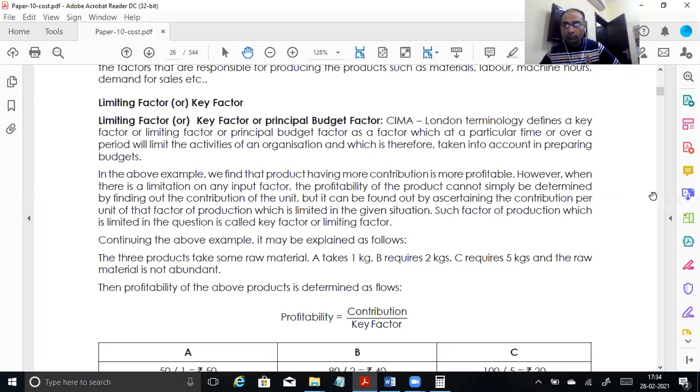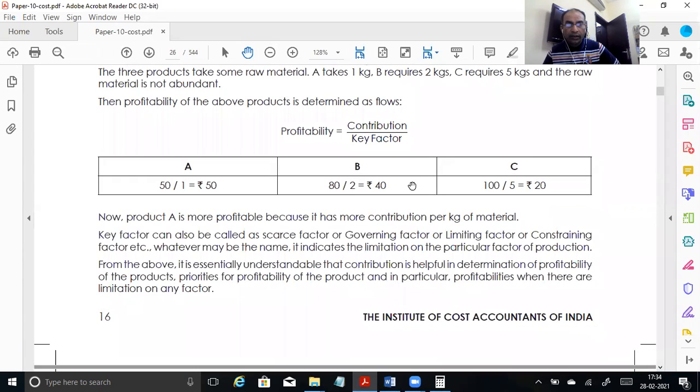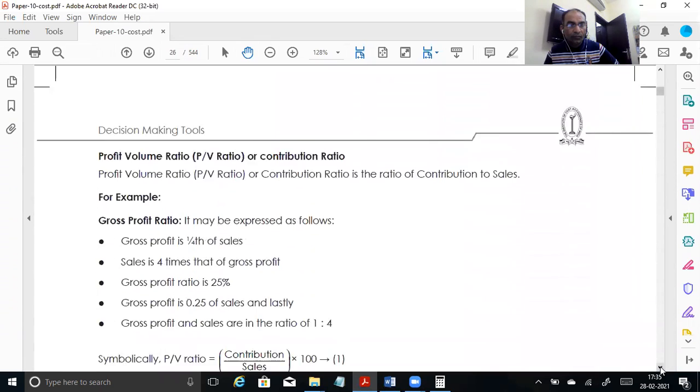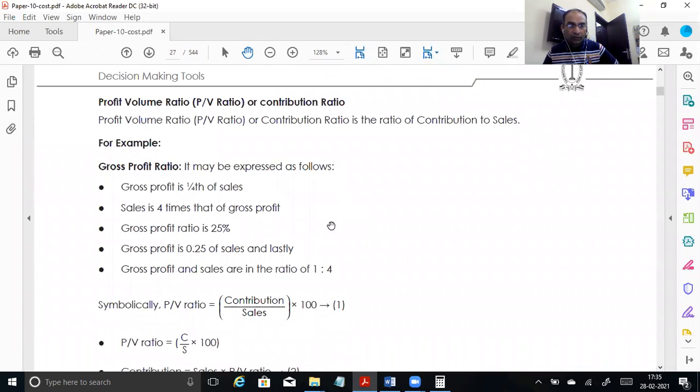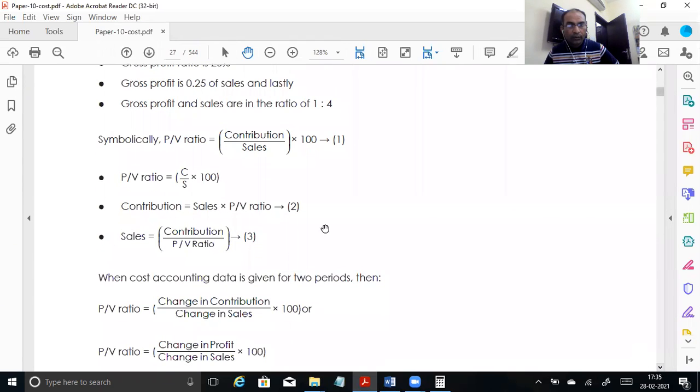Let us move to our study material. Here you can see profitability. If you want to check contribution, you have to divide by the key factor. Okay, moving on. Profit volume ratio, PV ratio, I have already explained how it is calculated: contribution divided by sales into 100.